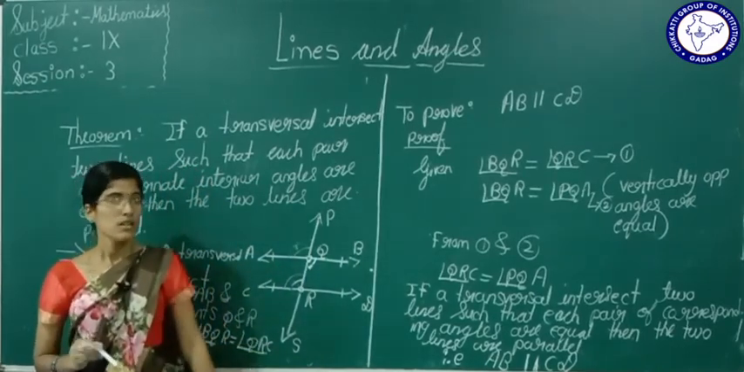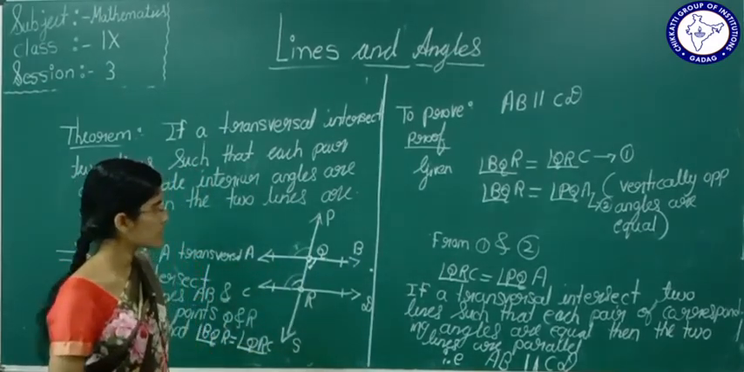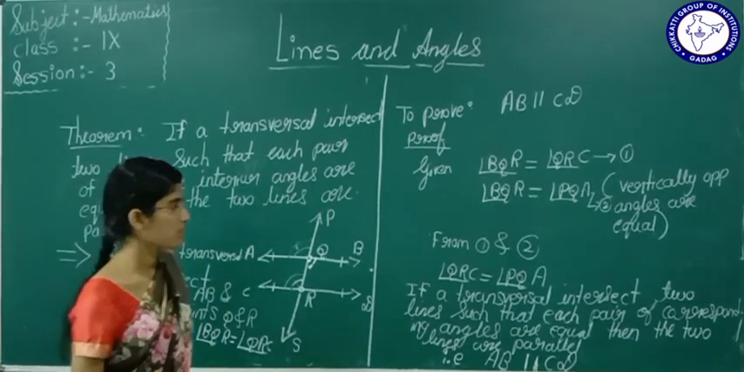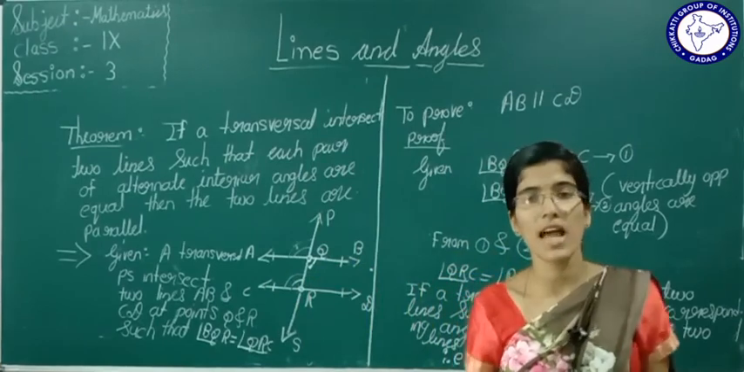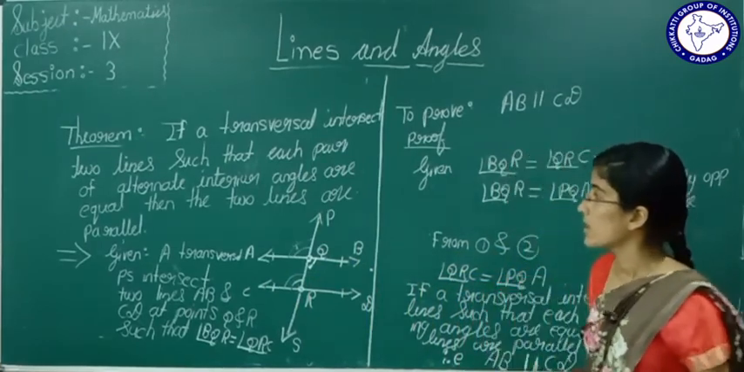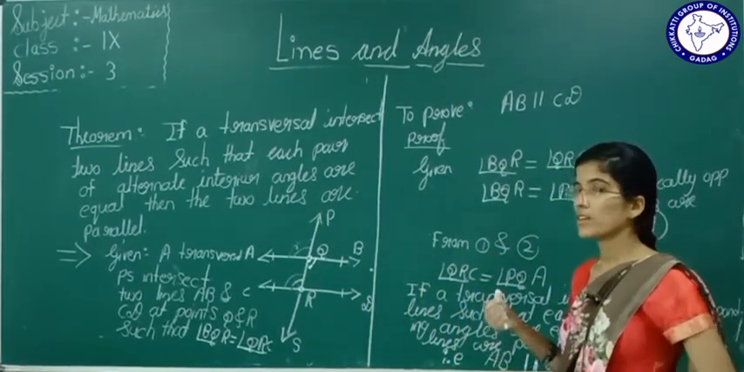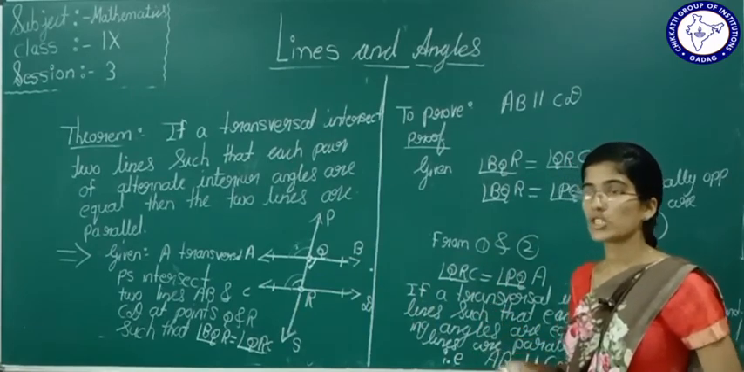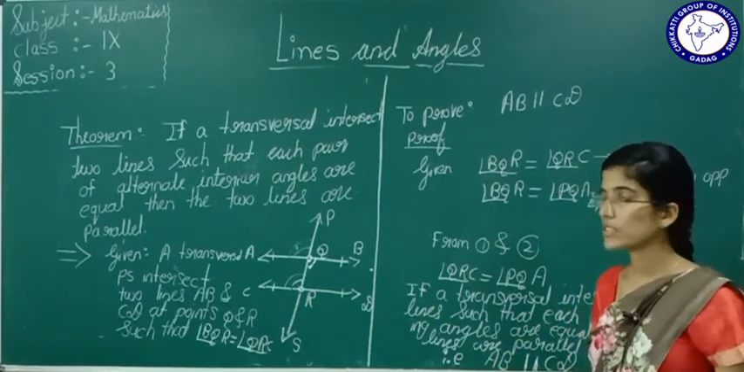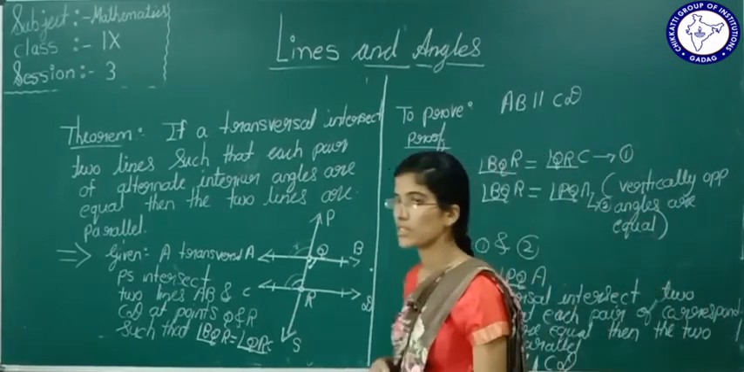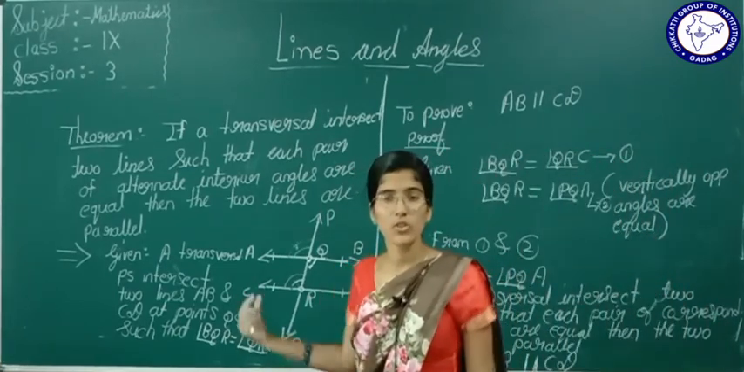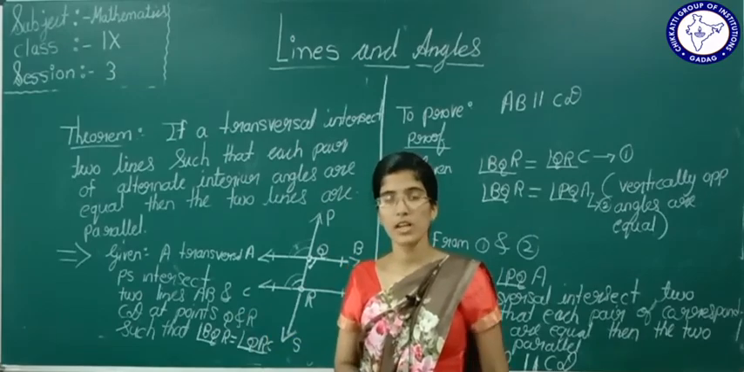Okay. See here, in today's class we have learned what a transversal is, what the angles made by a transversal are, and we have learned some of the relations between the angles. That is, we have learnt about two axioms and we have derived two theorems. In the next class we will continue. Thank you.